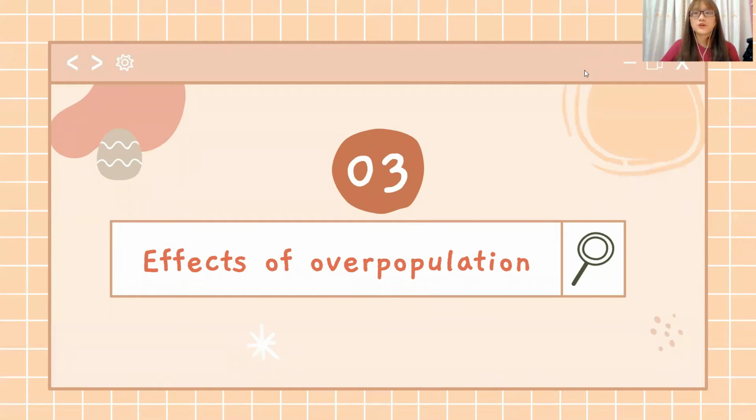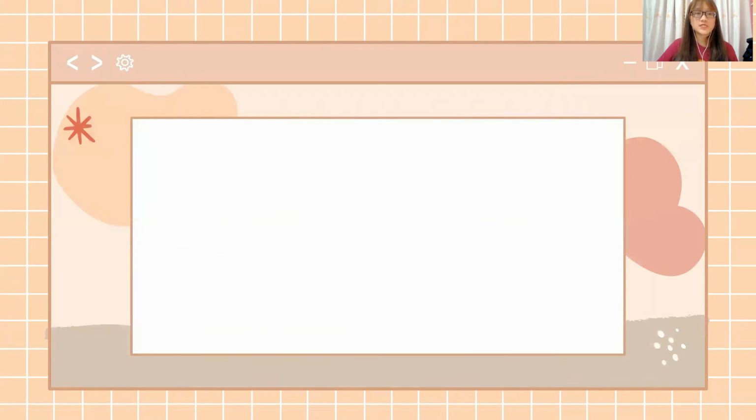Thanks, Chang, for your information. Now, I would like to introduce some effects of overpopulation. In our opinion, overpopulation has led to 3 serious effects. Let's start with the first effect, the lack of job opportunities.